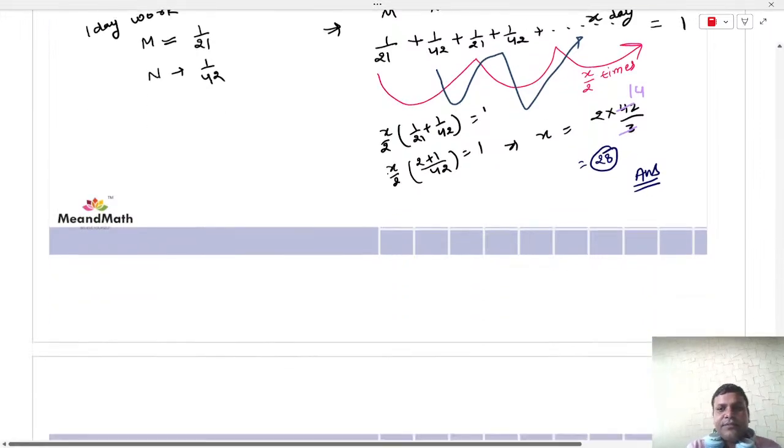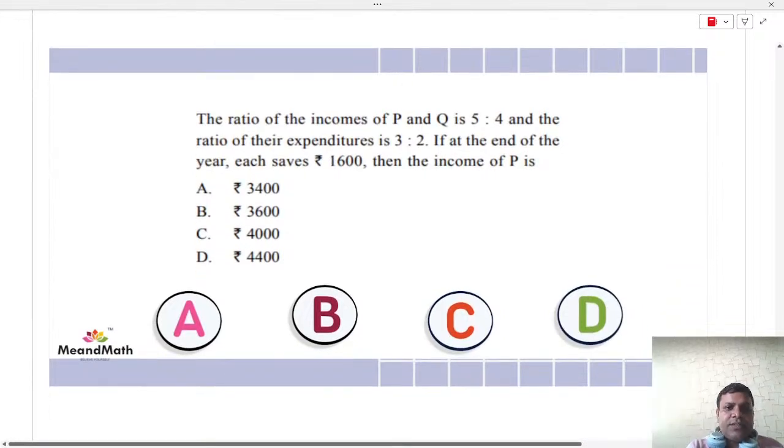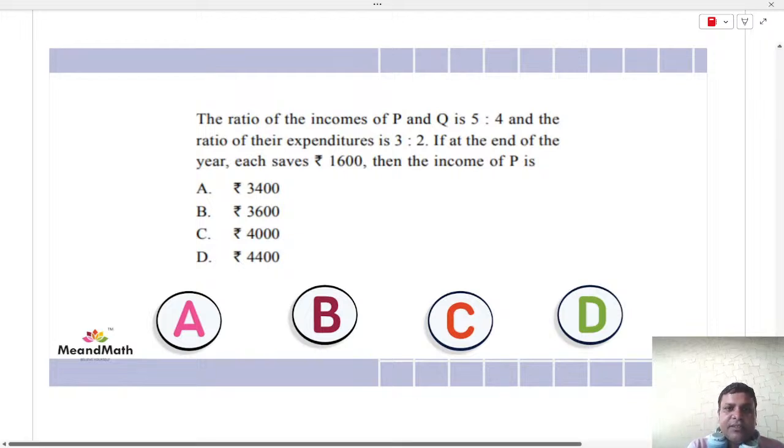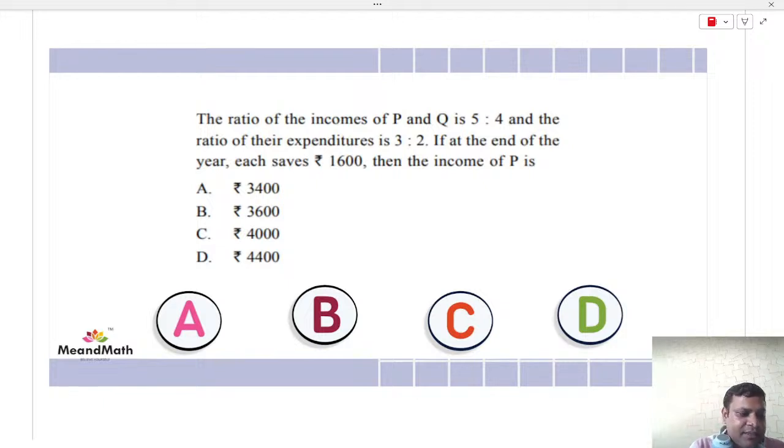Now the next question. The ratio of the incomes of P and Q is 5:4. This is a good question. The ratio of their expenditure is 3:2, and at the end of the year, each saves 1600 rupees. Then find the income of P. In the question, incomes are given, expenditure is also given, but in ratio.